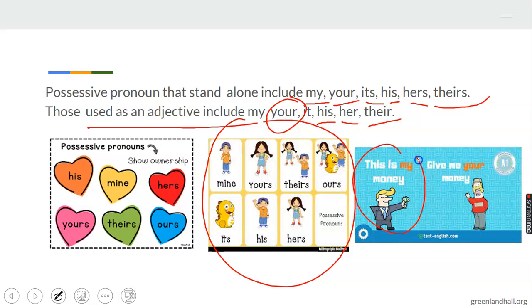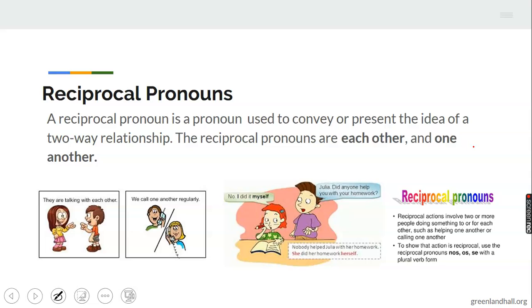This is my money. And that's talking about possessive. Give me your money is also using what? Your and my, possessive. Okay. Reciprocal pronoun. What are reciprocal pronouns? These are pronouns that convey or present the idea of a two-way relationship. And we just have to use each other or one another.